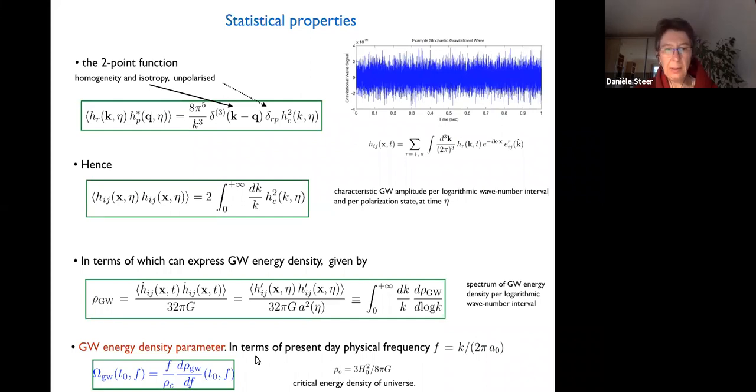Another related quantity is the gravitational wave energy density parameter. So it's basically the energy in gravitational waves, so d rho by d log k, at today's physical frequency, so you need to take into account redshifting, and normalized by the critical energy density of the universe.